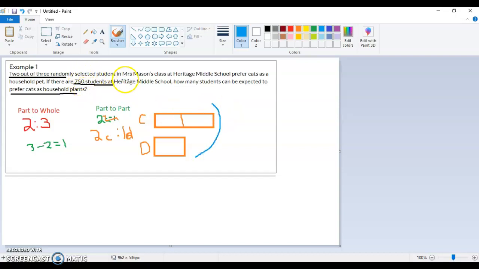Because it's talking about the whole school, okay? So this whole thing, all 3 boxes have to add up to 750, okay? So we're going to take 750 divided by, write it down, divided by 3, because there were 3 boxes, okay? That's going to get us 250. And if you don't have room on the side, just write it where you do have room, okay? So if this is 250, each of my boxes is 250.